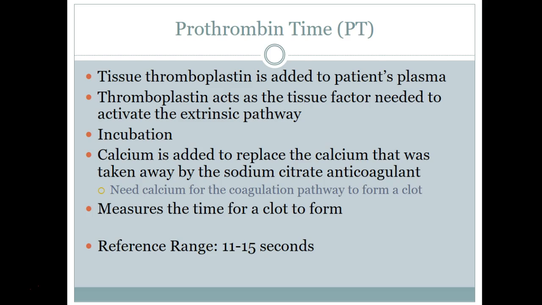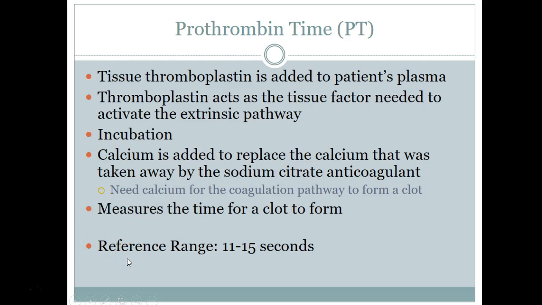Again, calcium is so essential in clotting. You cannot clot if you don't have calcium. So in order to run this test, we have to add the calcium back in. It will get added back in here as well with the reagents. And then again, it's all about a timing process.